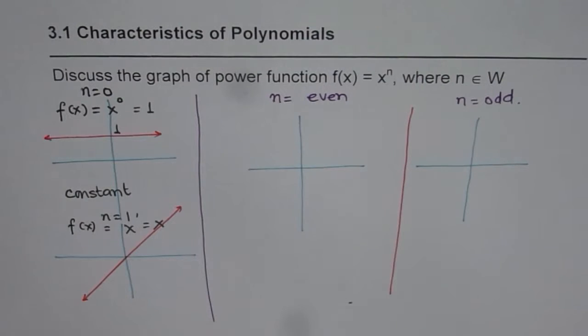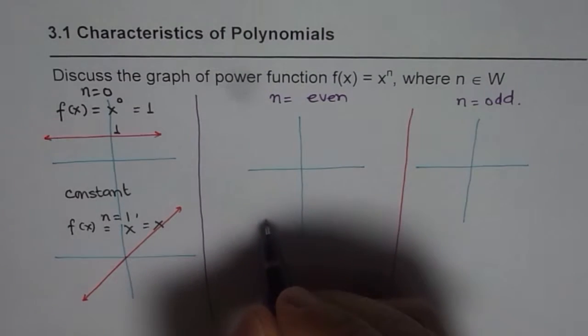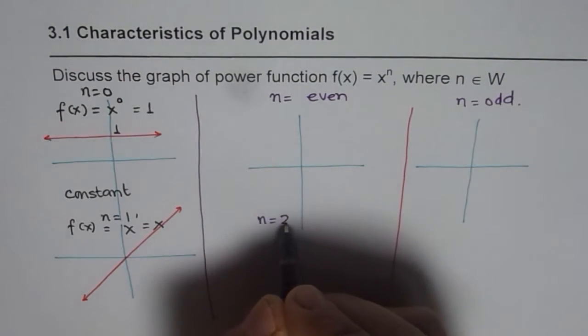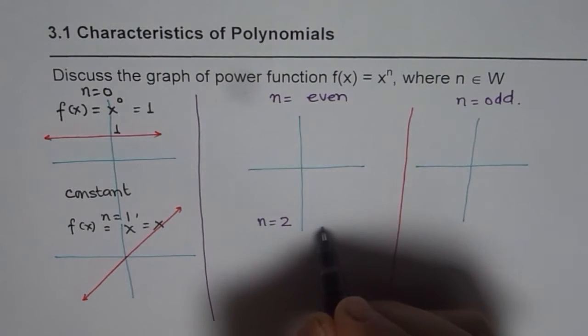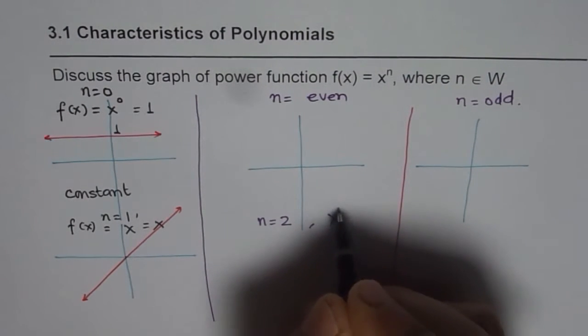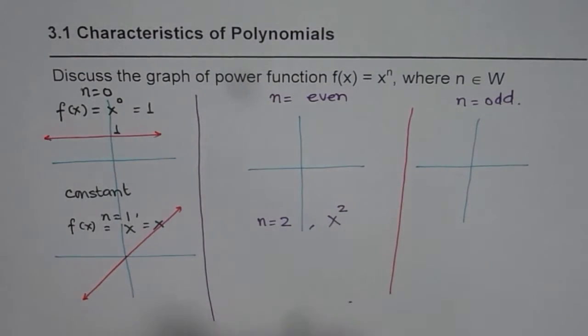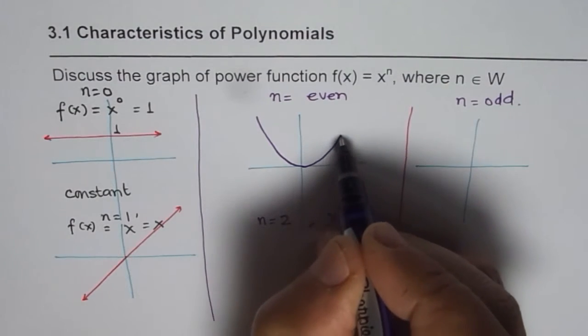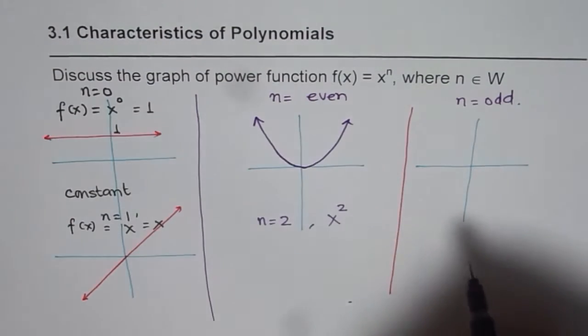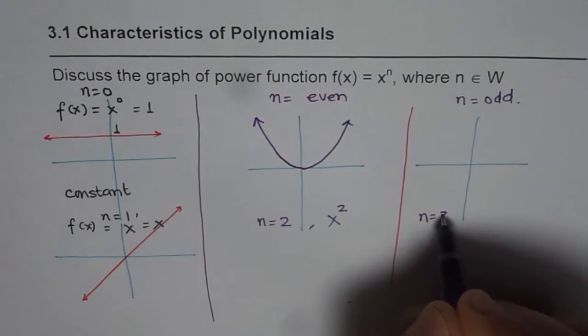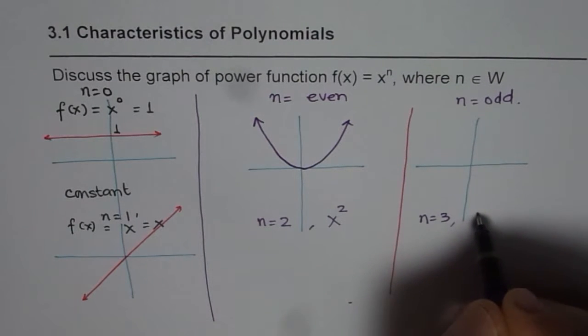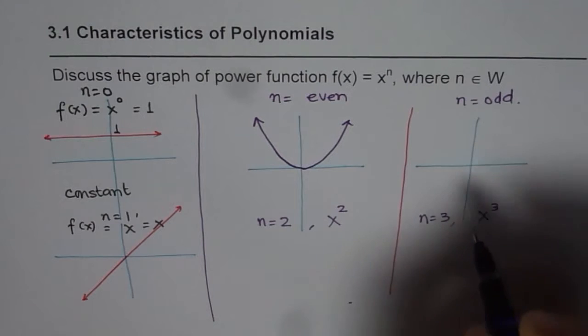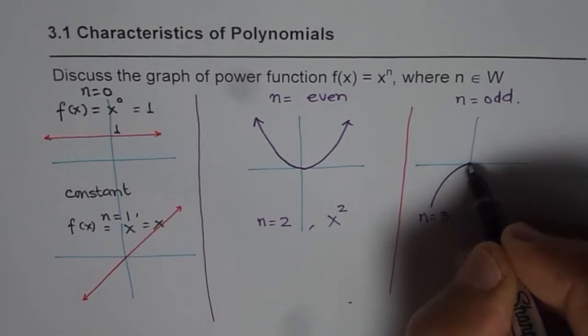We'll take different values of n and sketch a kind of graph for them. So the first one, let us take n equals 2. If I take n equals 2, then we have the function x square. x square you know is a parabola, right? So we could sketch it like this. Okay, now let us consider n equals 3. Since 3 is odd, I'm writing it at this place. That is x cube. The graph for x cube is kind of like this.